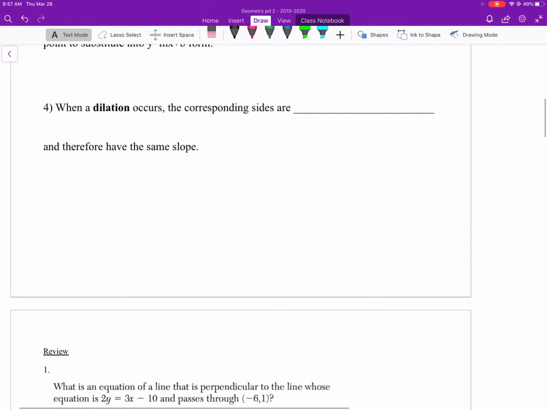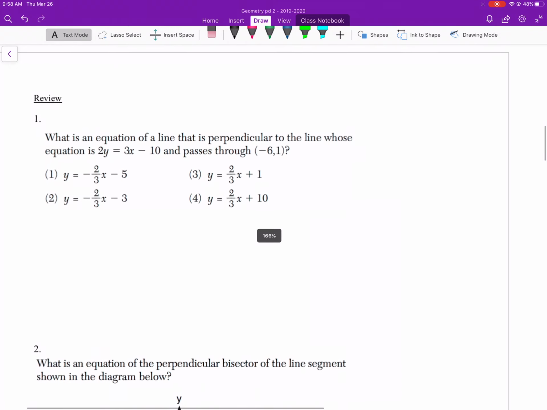Number 4, when a dilation occurs, the corresponding sides are parallel and therefore have the same slope. Now the lines, remember the two scenarios yesterday, the lines could be parallel or the lines could be the exact same line. The equations are exactly the same if the center of dilation is a point that's on the line. But if the center of dilation is a point off the line, usually the origin, the lines end up being parallel.